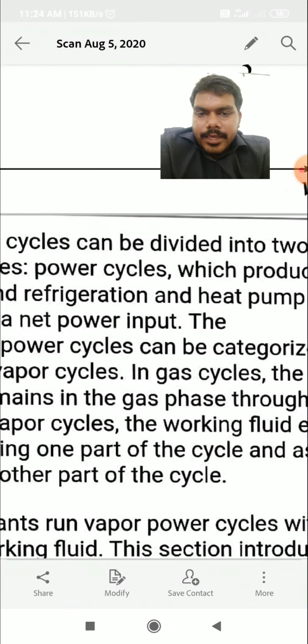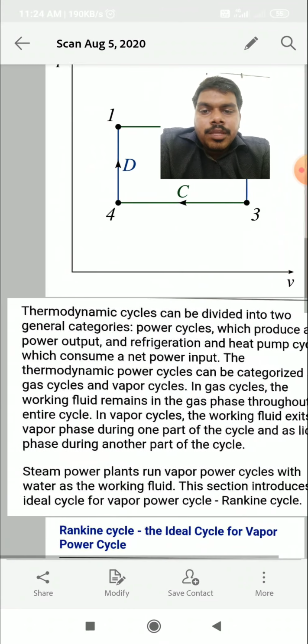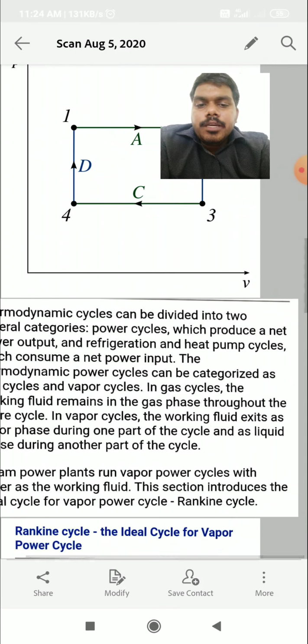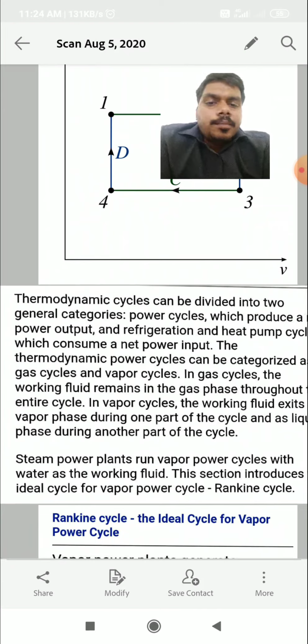Okay, first is the power cycle, which produces a net power output and refrigeration, and the heat pump cycle, which consumes a net power input. There are actually two cycles. The first cycle, the power cycle, produces a power output and refrigeration. In the power cycle there are two outputs, power output and refrigeration. The second is the heat pump cycle, which consumes a net power input. Okay, all of the power which is given will be consumed by the second cycle, that is net power input.